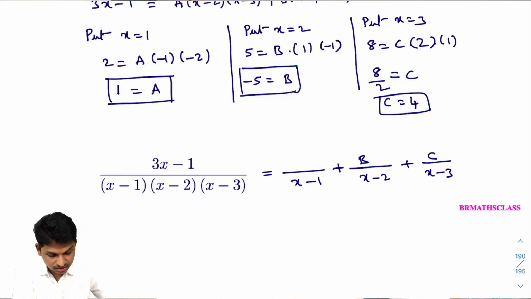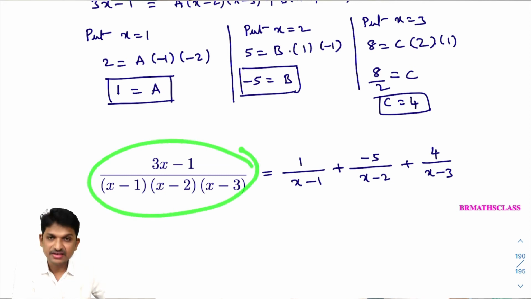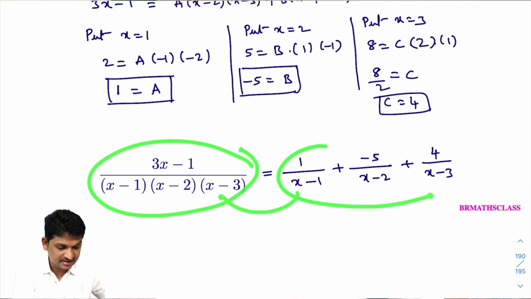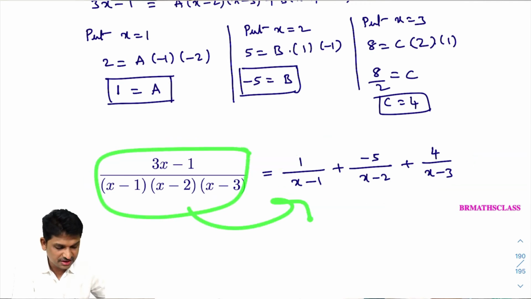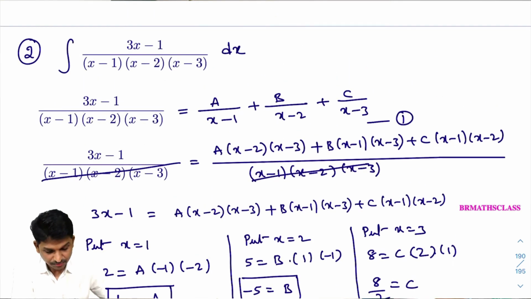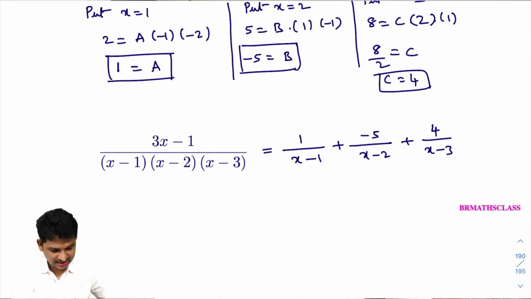What is a value? A value is 1. What is b value? B value is minus 5. What is c value? C value is 4. The actual thing is, I want to integrate this. By using partial fractions, I wrote this like this. Now, for me, it is very easy to integrate if the expression is of this form. Okay, come to the question. This is what you want to calculate, right?